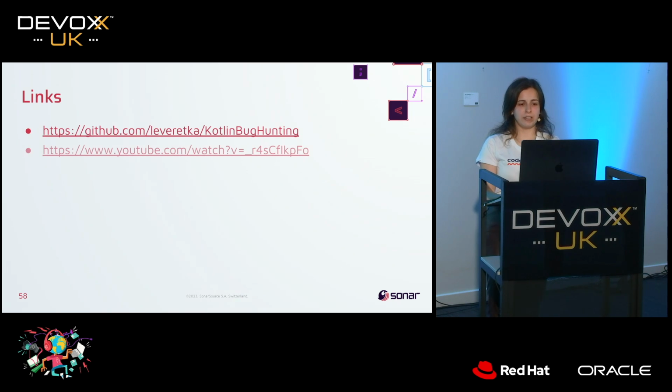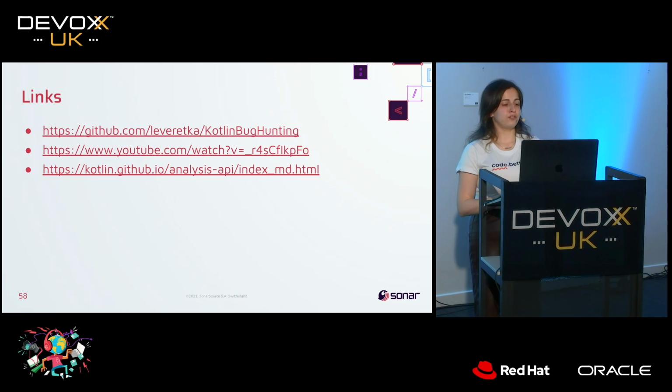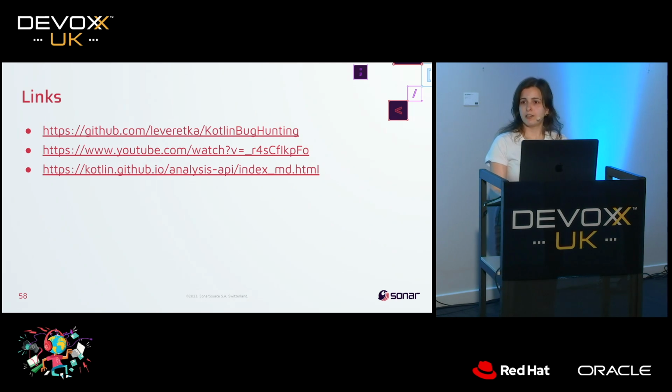And here are all the links: my previous presentation, the project, and the analysis API if you are interested, because it's not just for analyzers, it can also be helpful if you're writing compiler plugins. For example, KSP, Kotlin Symbol Processing, is using the analysis API, and even if you're writing IntelliJ Kotlin plugins, it will be useful for you.